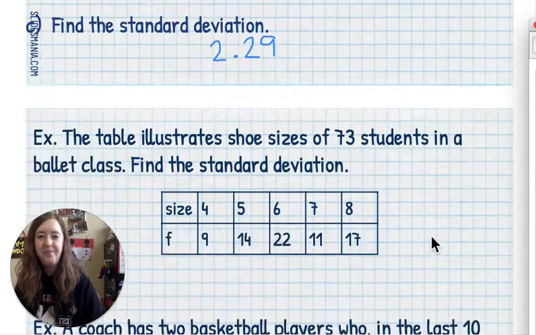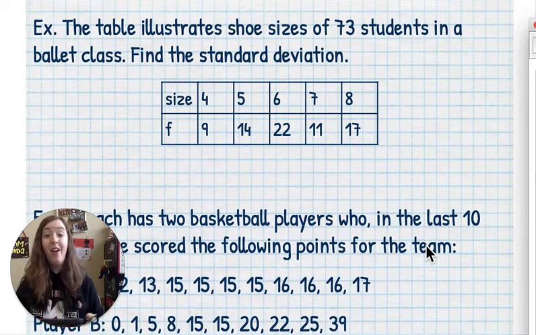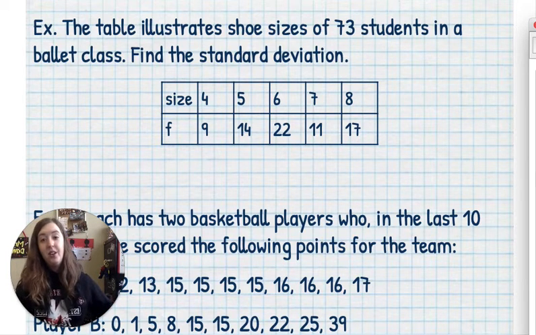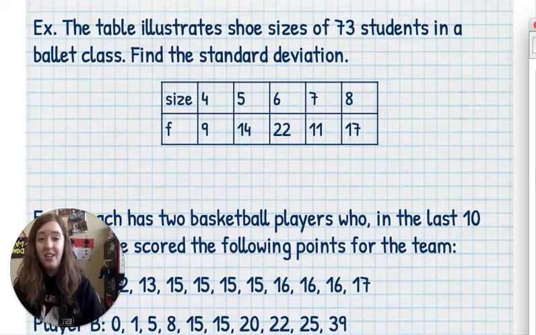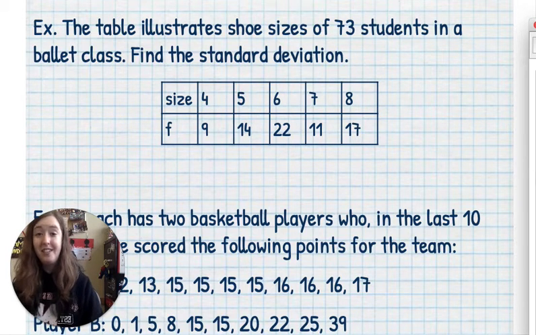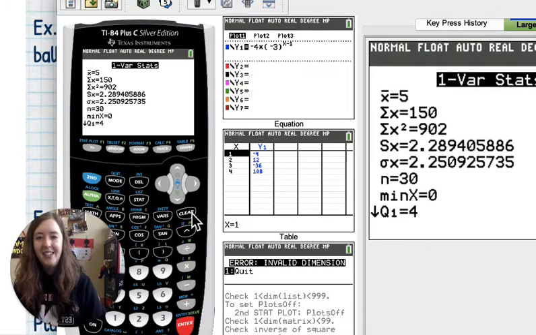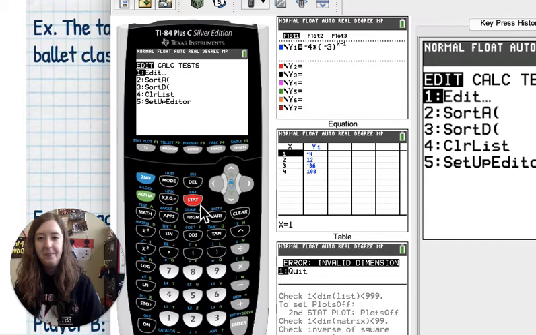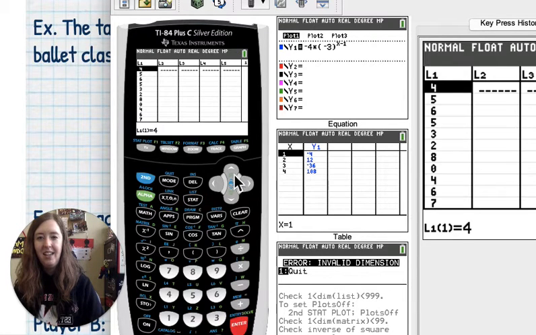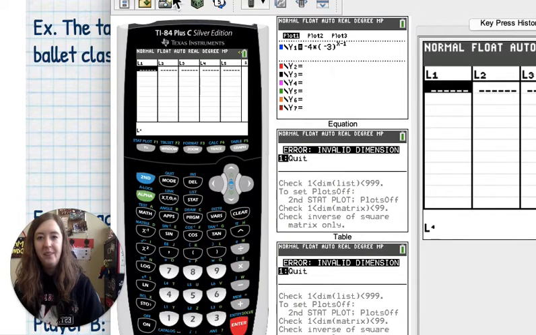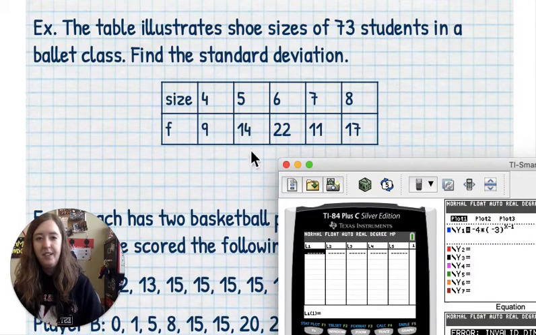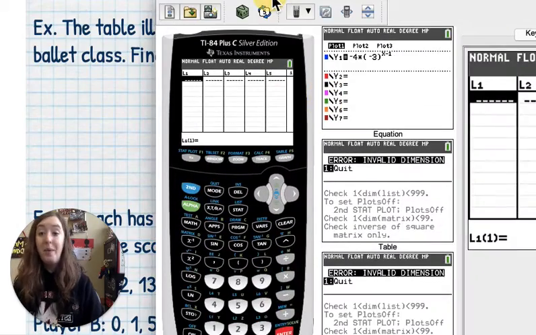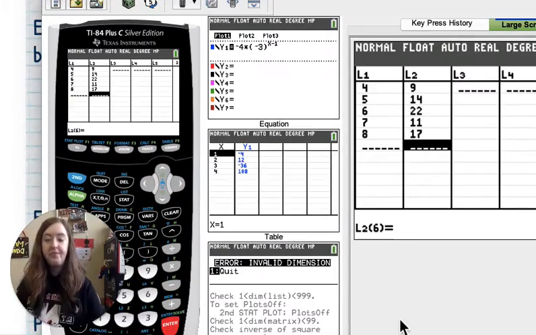Good deal. All right. So this time we are going to need a frequency list. The table illustrates the shoe size of 73 students in a ballet class. Find the standard deviation. We're also going to find a few more things just so we can practice a little bit with it. So we're going to clear this out. Go to Stat, Edit. I'm going to clear list 1. And in L1, I'm going to put the sizes. In L2, I'm going to put the frequencies.